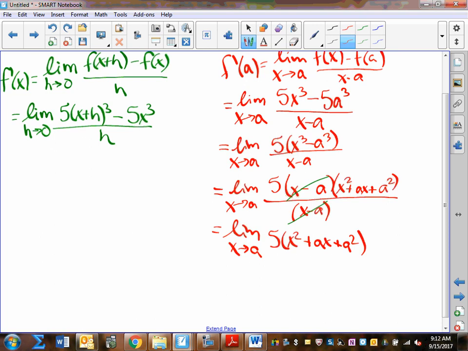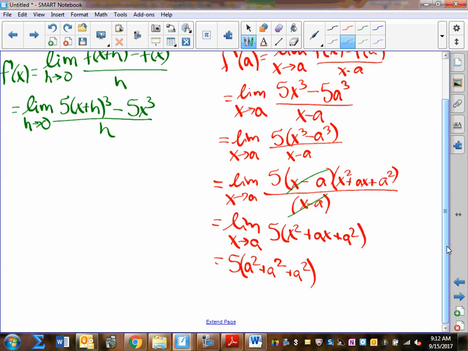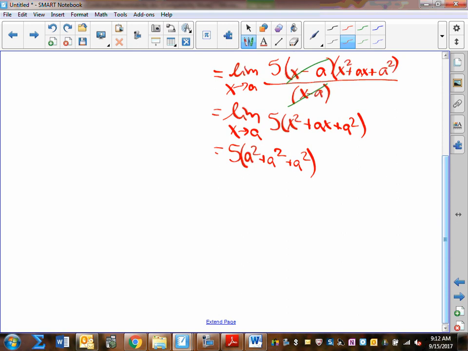And now when I substitute in, what do I get? I get 5 times a squared plus a times a, so another a squared, plus a squared. What's a squared plus a squared plus a squared? 3a squared times 5, 15a squared. So this is what f prime of a is. Alright, so we've got f prime of a is 15a squared.